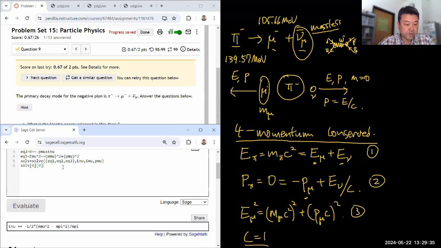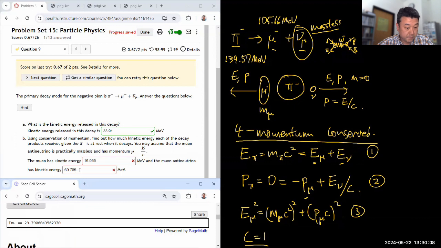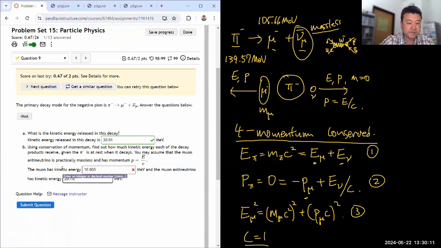So to the energy of the neutrino, now I can substitute in the variables I have. Mass of the muon, which is 105.66 MeV. Mass of the pion, which is 139.57. And then that's it. I don't need anything else. So this will immediately give me the kinetic energy of the neutrino, 29.79 MeV.